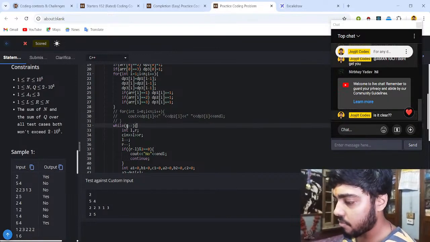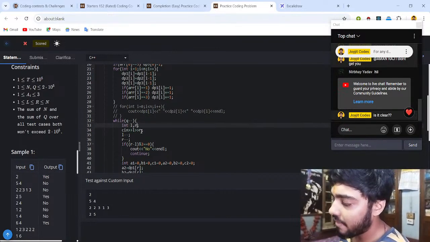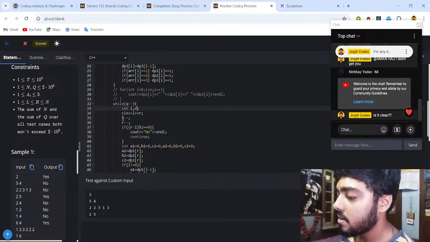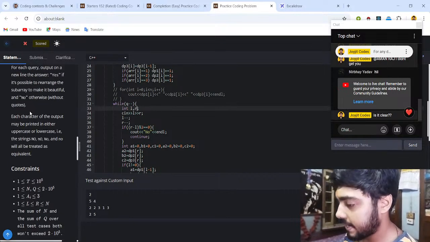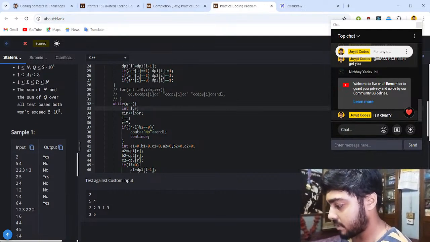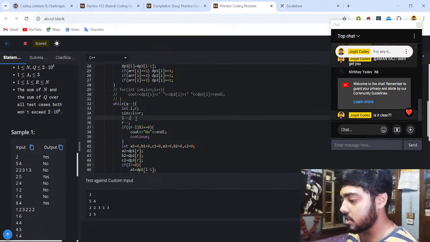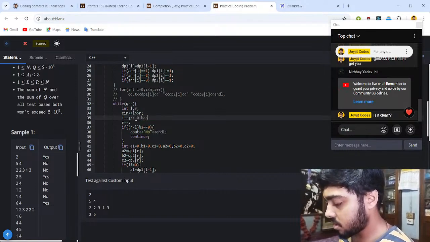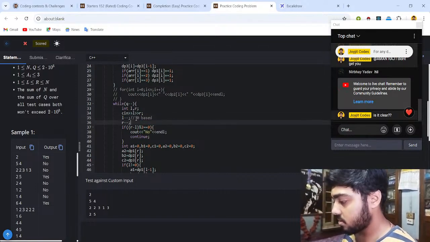Then for every specific query I'm taking the value of L comma R, and since it is given that it was 1 based indexing, for my benefit I'm just decrementing both, so that it becomes 0 based. So I'm just converting it to 0 based.